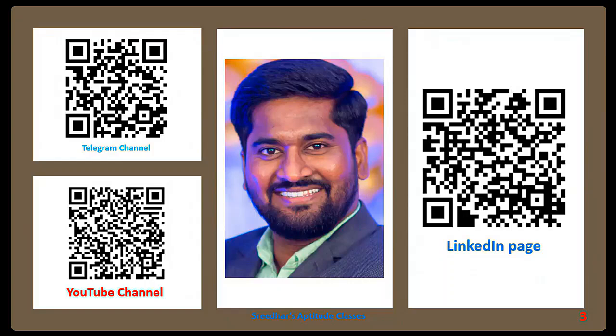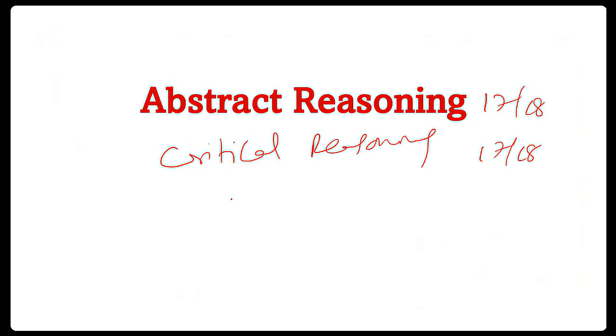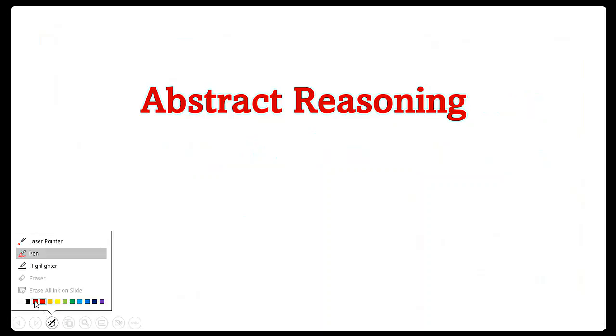Right. So in today's session, we are going to discuss abstract reasoning because yesterday in the last session we discussed critical reasoning. As you are aware, and as we discussed yesterday, in the Accenture aptitude exam we have 17 to 18 questions from abstract reasoning and 17 to 18 questions from critical reasoning as well. And from English, you will get 15 questions, right? So altogether 50 questions, 50 minutes is the duration.